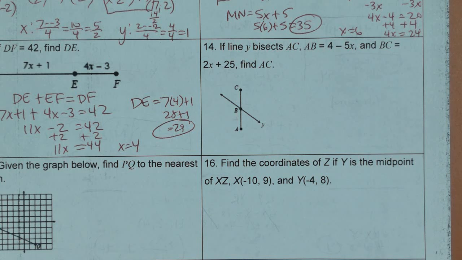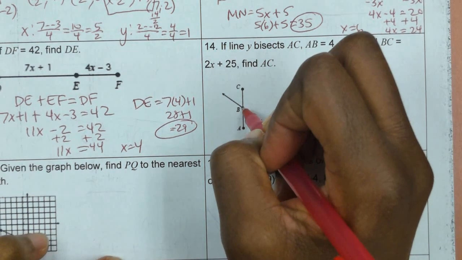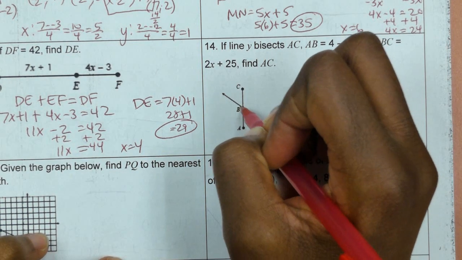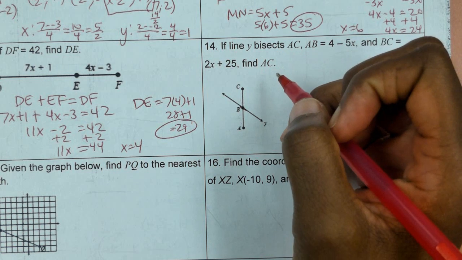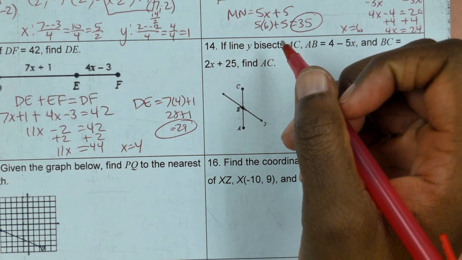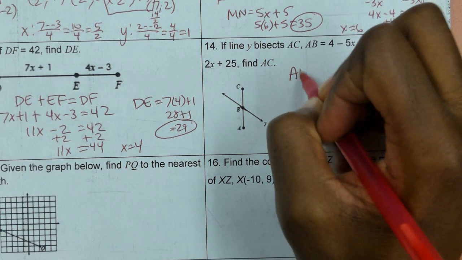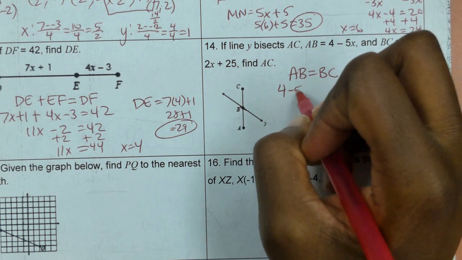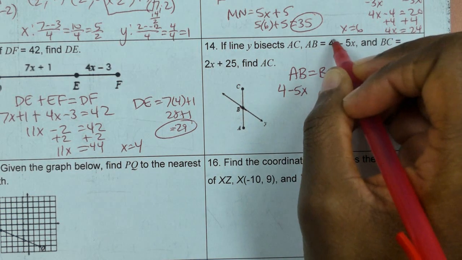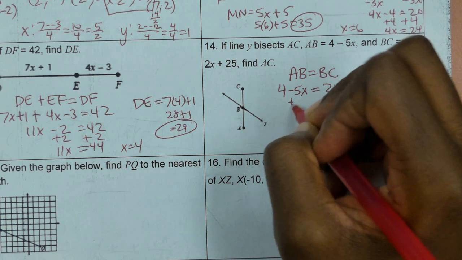Okay, if line Y bisects AC, so line Y is cutting AC in half, that means that this is the midpoint. Since it's getting cut in half right here, this is half and this is half. The two halves have to be equal. Somebody gets half of the pizza and you get the other half. Their half isn't bigger than yours. They're equal. So AB equals BC, and that's the equation that you substitute into. So you substitute in AB and substitute in BC and solve.